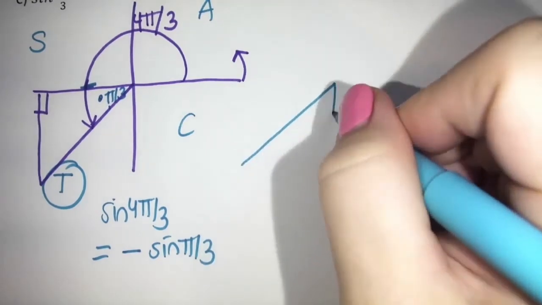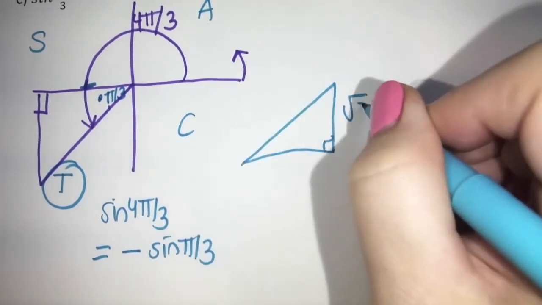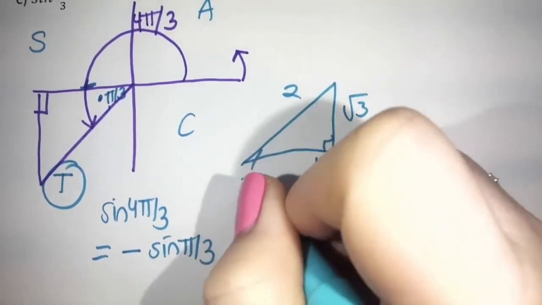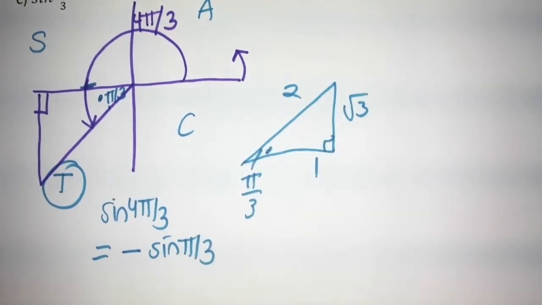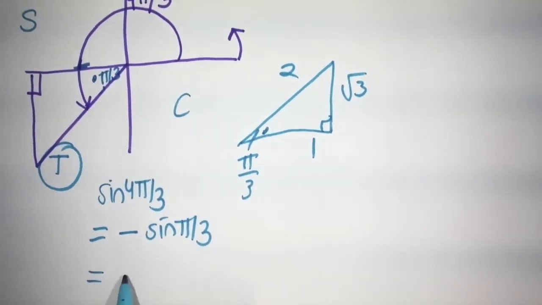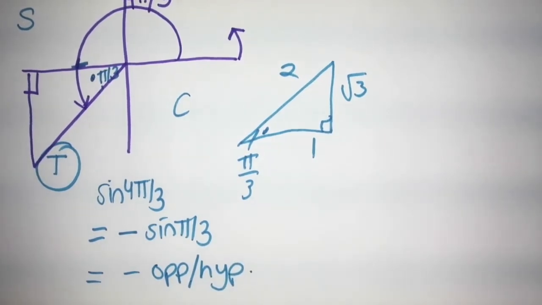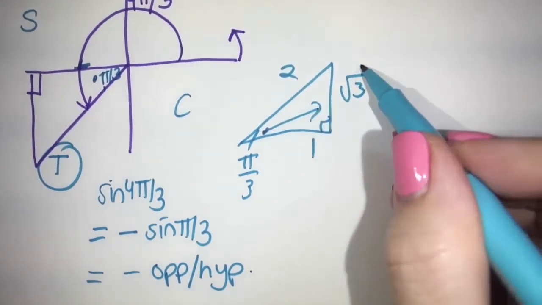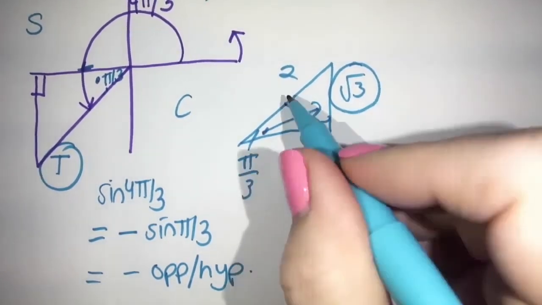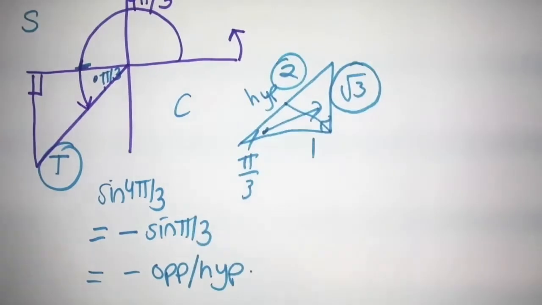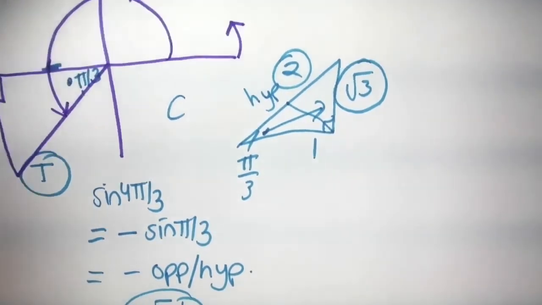And then again, you can practice drawing your triangle here. Root 3, 2, 1. Pi over 3 is the bottom angle. So from SOHCAHTOA, we get opposite over hypotenuse. We know it's negative because we're in the T quadrant and we're dealing with sine. So opposite is go across, root 3. Hypotenuse is across from the right angle. So it's negative root 3 over 2. And that would be our answer here.